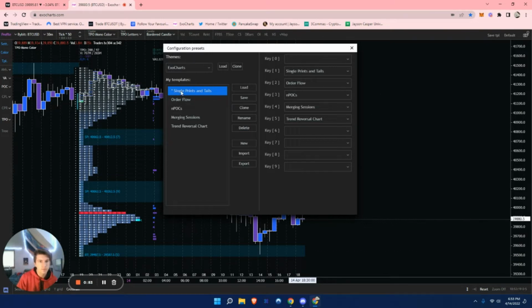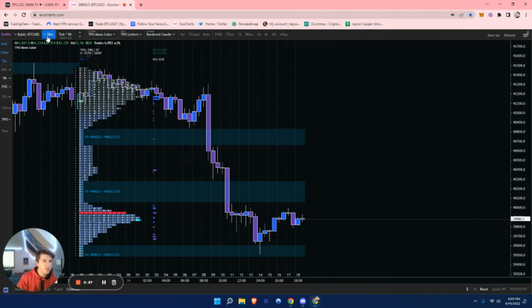Anyways, I'm going to be using the single prints and tails. And what I like to use is 50 tick on the half an hour time frame. And essentially what I am looking for is a BT. BT stands for buying tail.